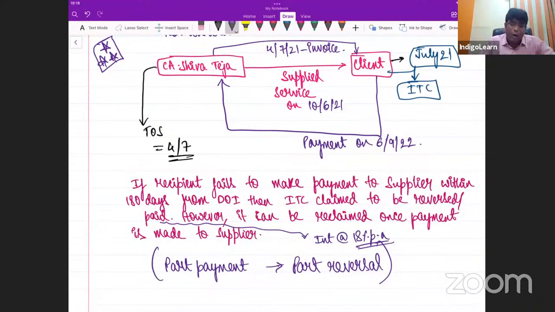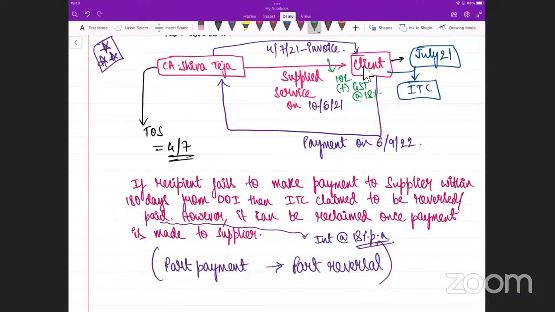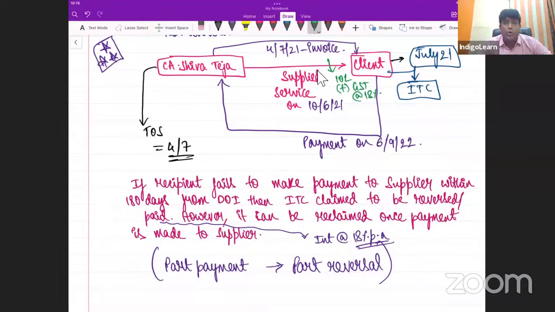Clear? So for example, to add numbers here, let's say invoice value is 10 lakhs plus GST at the rate of 18%, which comes to 1.8 lakhs. This 1.8 lakhs customer took as input tax credit. But customer did not make payment to Shiva Teja within 180 days from date of invoice. Then what should customer do? He must reverse the credit. That is, the 1.8 lakhs credit he has taken, he should now pay to the government along with interest.